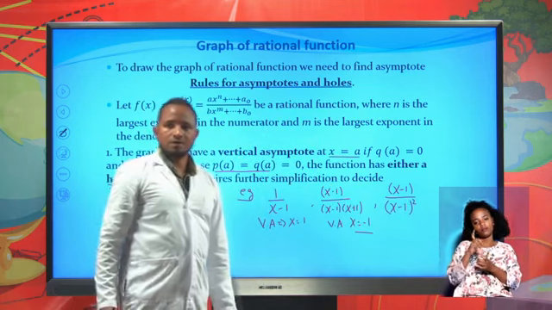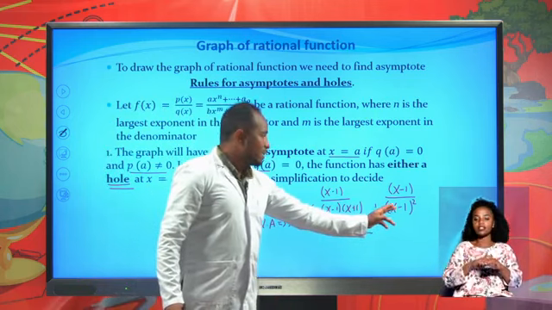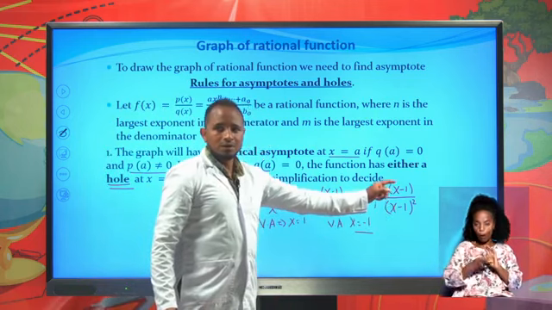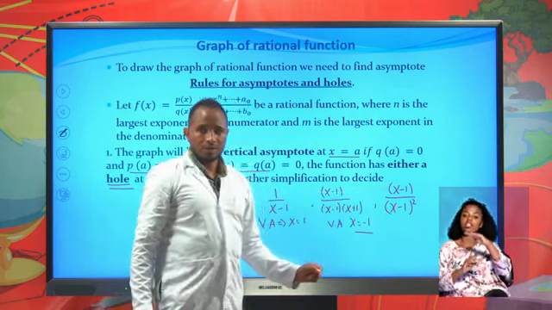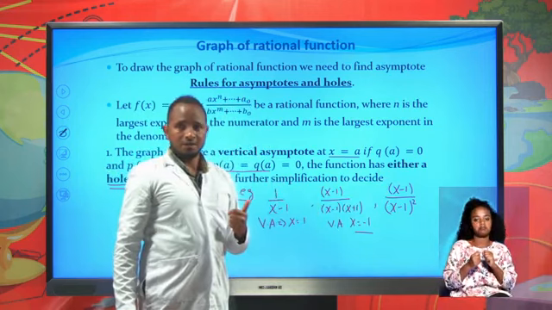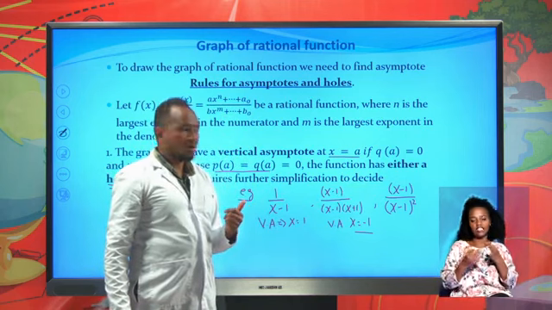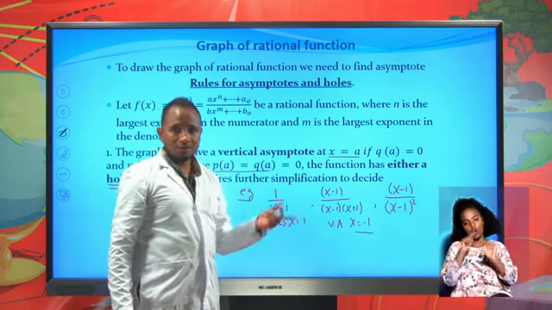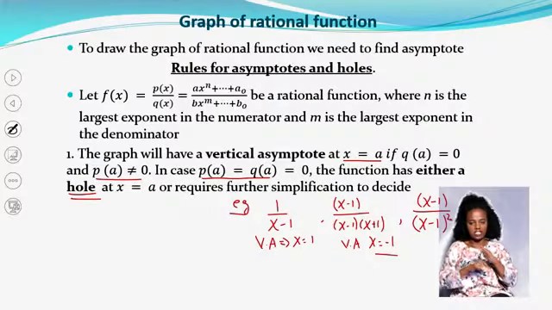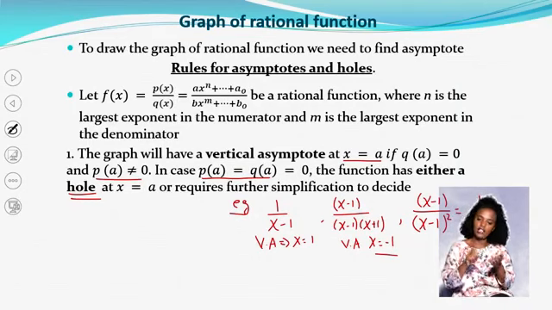X minus 1 over x minus 1 squared. In this case, x equals 1 makes both the numerator and denominator 0. But this can be further simplified. So we decide whether it has a vertical asymptote or a hole at this point by further simplification. Further simplifying this, you have 1 over x minus 1.